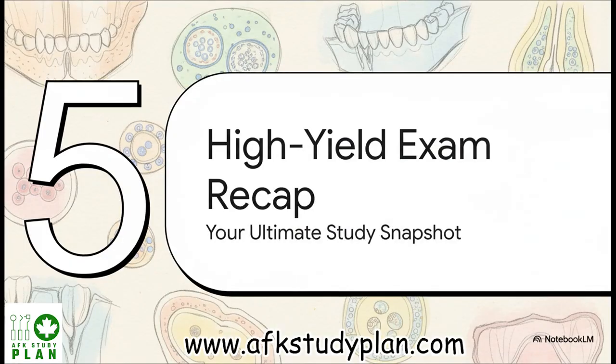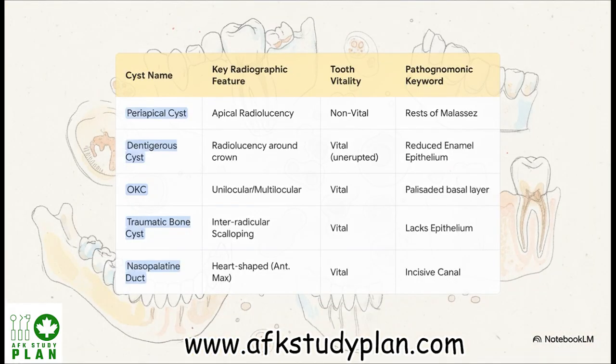Phew. Okay, we have covered a ton of ground, but now we're going to boil it all down into one powerful slide. Think of this as your ultimate study snapshot, perfect for that last-minute review right before you walk into the exam. This table is pure gold. It lays out these beautiful, simple patterns for you. Just look down the vitality column. Notice how only one of these, the periapical cyst, is tied to a non-vital tooth? That's huge. And those keywords on the right, those are your triggers for exam questions. Use this table to connect the dots, and you're going to be in great shape.